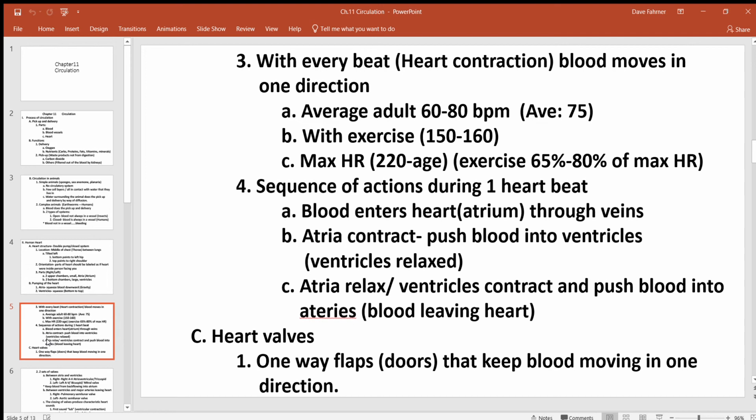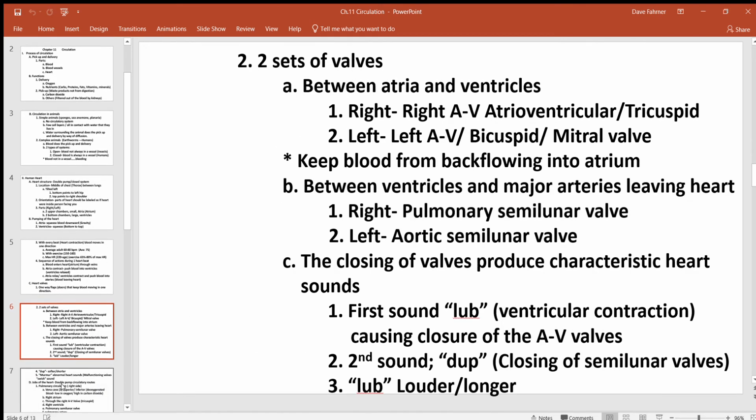Now, to keep blood from going in the wrong direction, in other words, to maintain blood moving in one direction, the heart is going to have valves in it. There are two different kinds of valves. There are one-way flaps or doors that keep the blood moving in one direction. The two sets of valves are the atrioventricular valves and the semilunar valves.